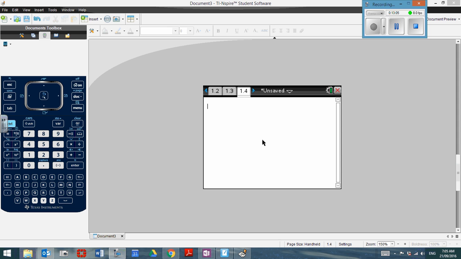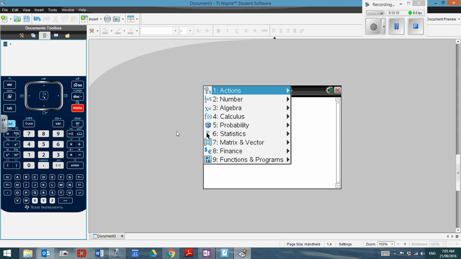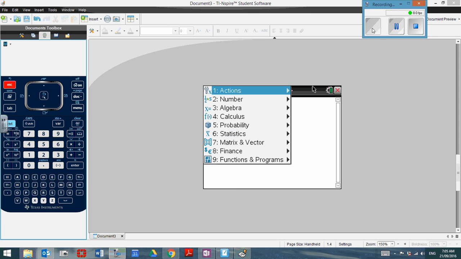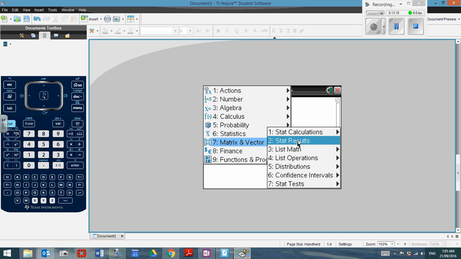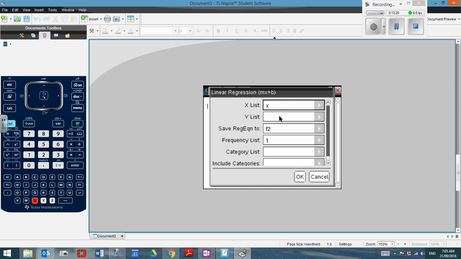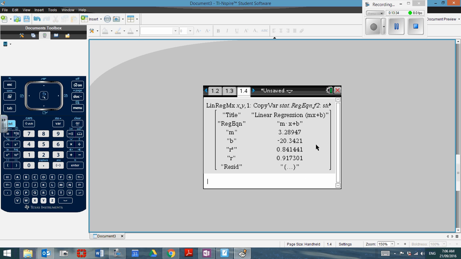And last but not least, I'm going to open up a calculator page and just take a look at our menu. Looking at statistics and stat calculations, instead of going into one variable statistics, which is what we've been using recently, if we go to linear regression and we type in the X and the Y sets of data that we were using, it'll also give you the equation. It'll give you your gradient, 3.29, your y-intercept at negative 20, and also your r squared and your r values.